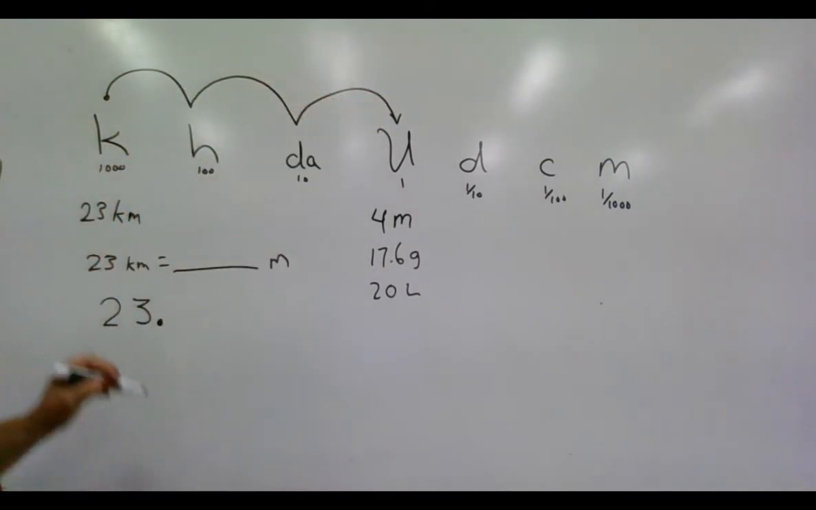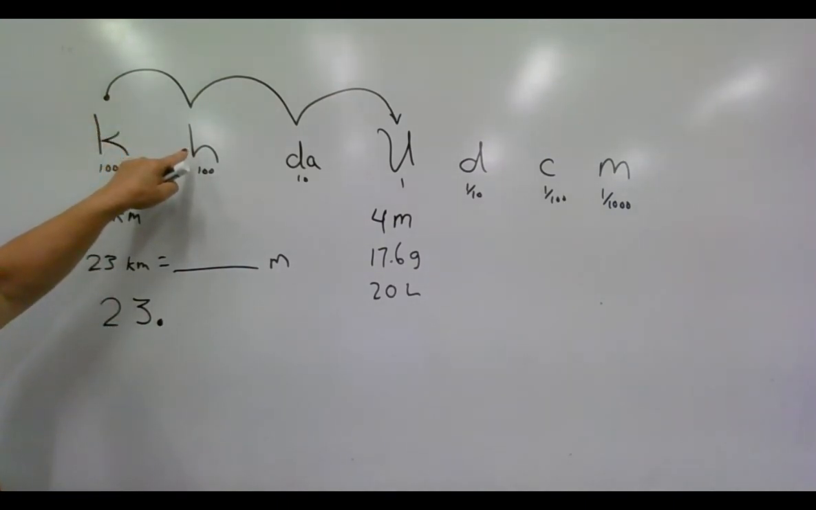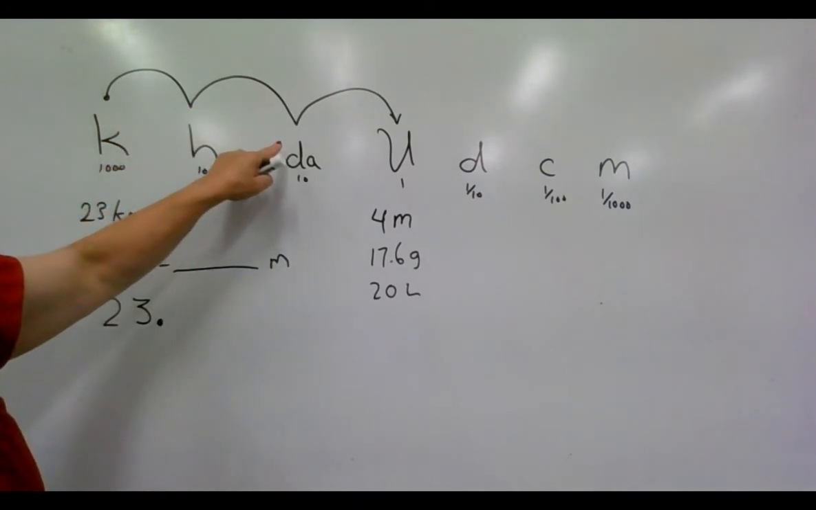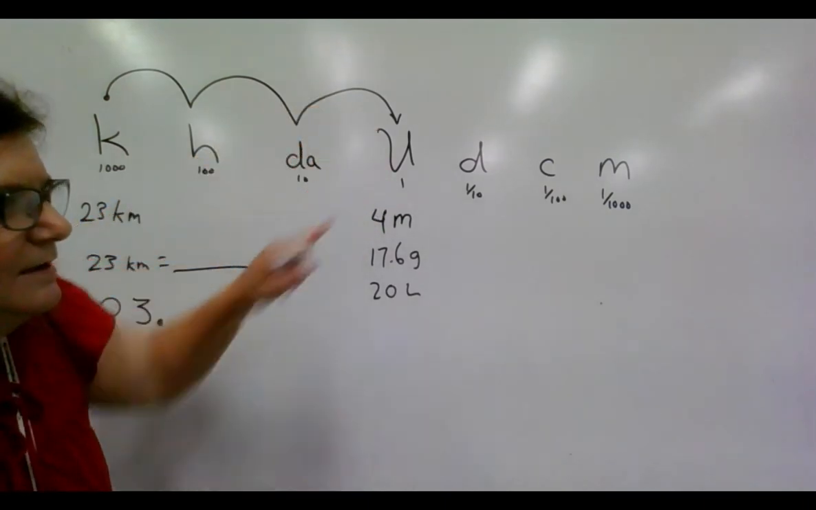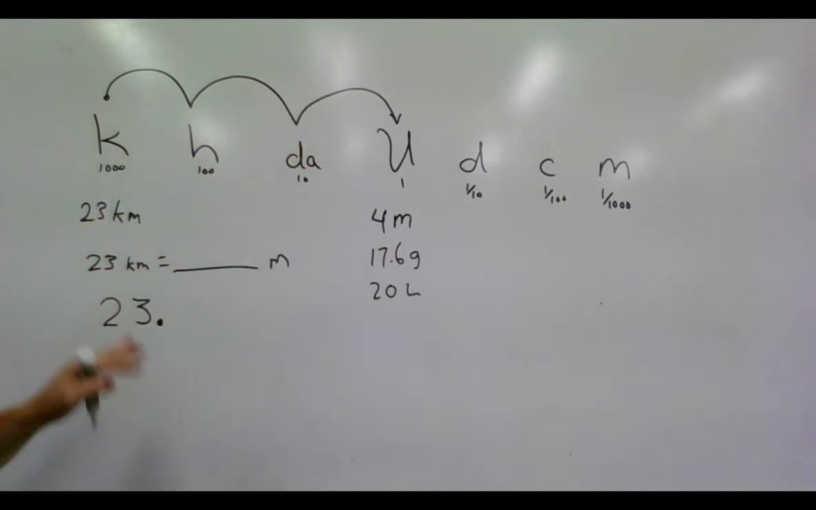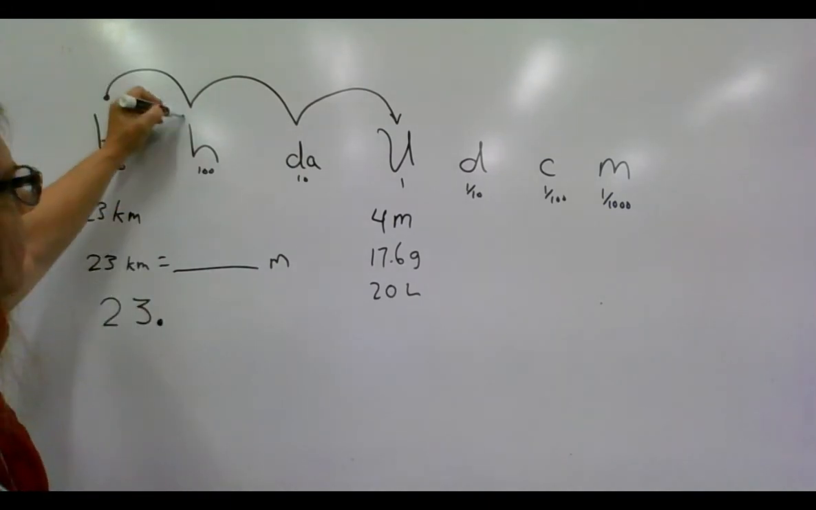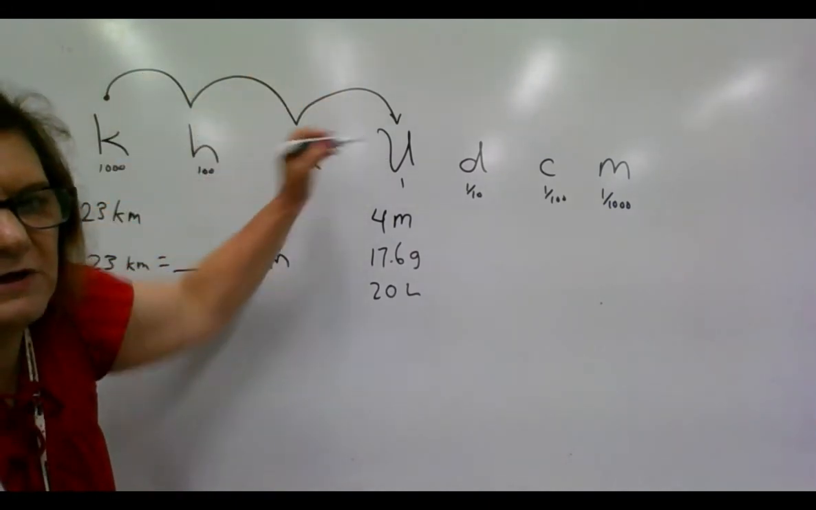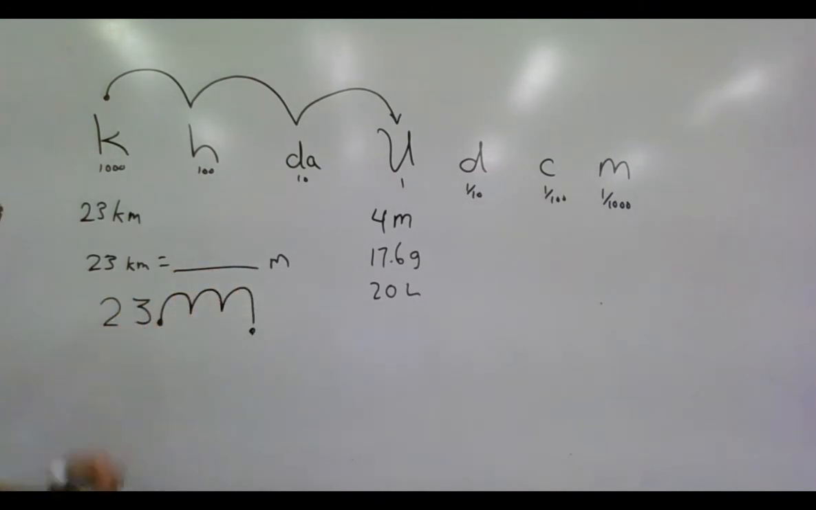I made 3 jumps. Now, in reality, what I'm doing is I'm going 23 times 10 would be 230, times 10 again would be 2,300, and times 10 again would be 23,000. But if I don't want to spend my time multiplying, I can just go, okay, I went 1, 2, 3 jumps. So I'm going to take the decimal point and I'm going to move it 3 jumps in the same direction. 1, 2, 3, and it lands here.